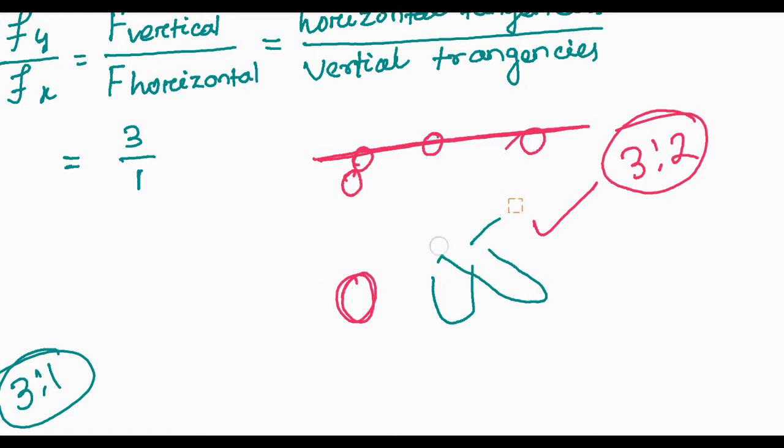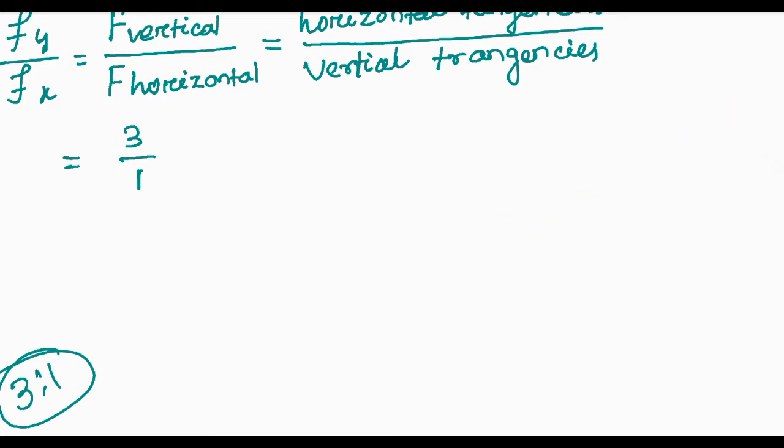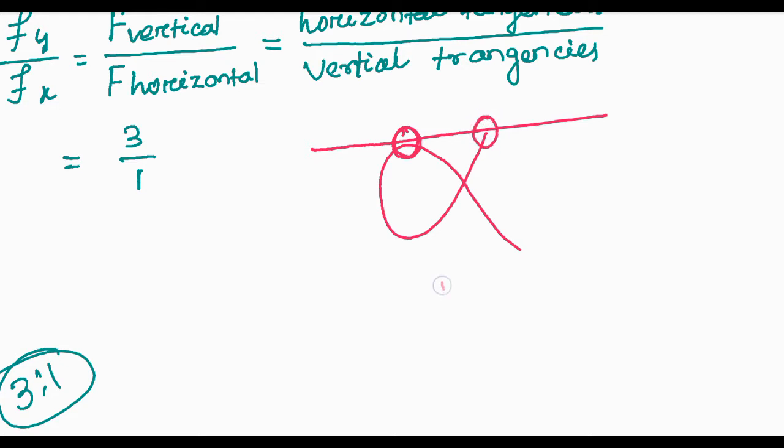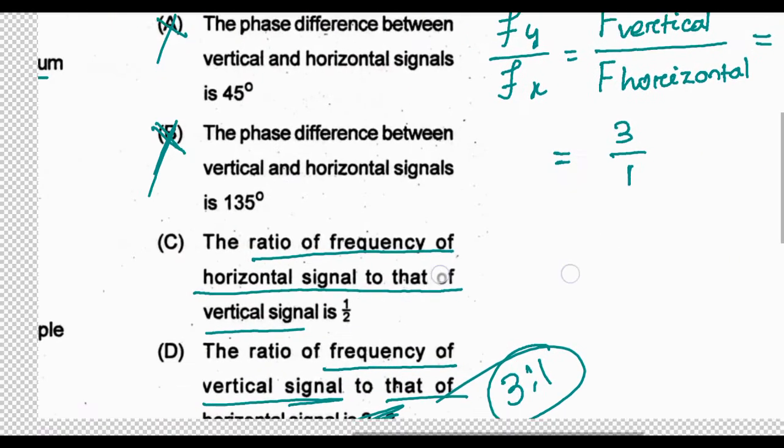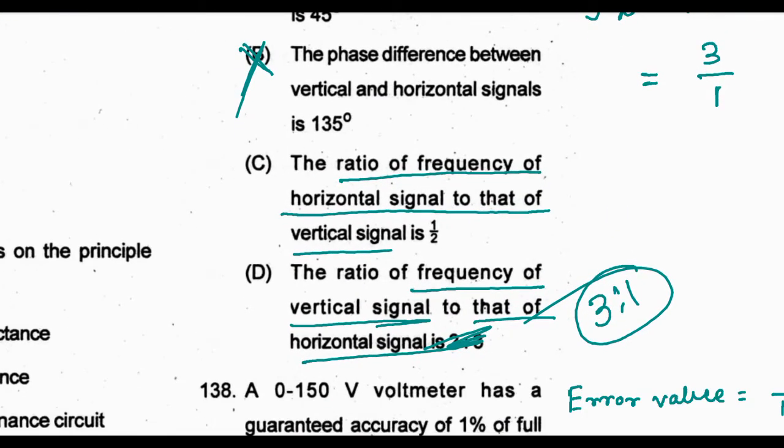And if the Lissajous pattern is like this, what are the tangencies? If I draw a line here, this will be counted as 1, and here this will be counted as half, so this is 1 plus half, and this will be counted as 1. So this will be 3/2 by 1, that means 3/2 only. So these are the Lissajous pattern problems, and in this question, there is no correct answer.